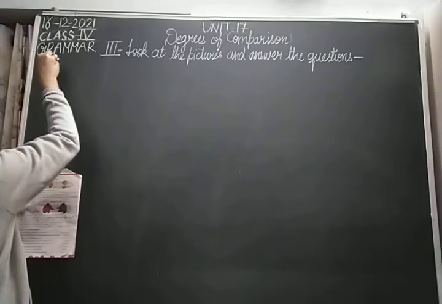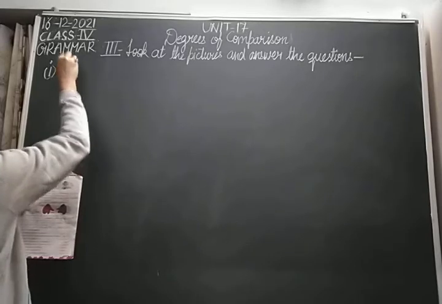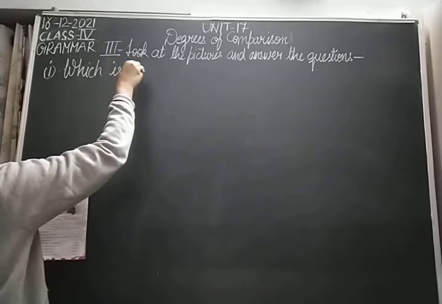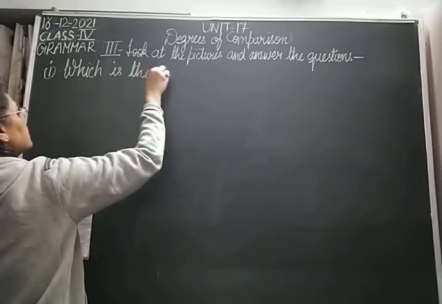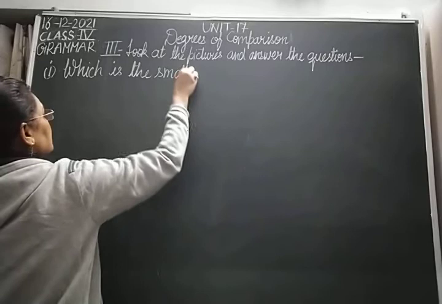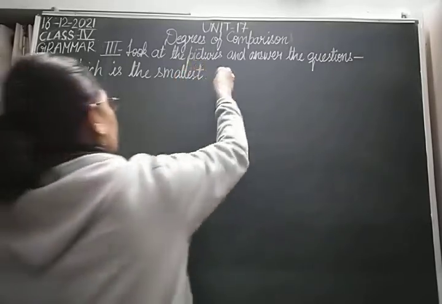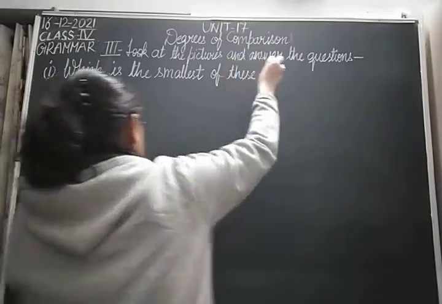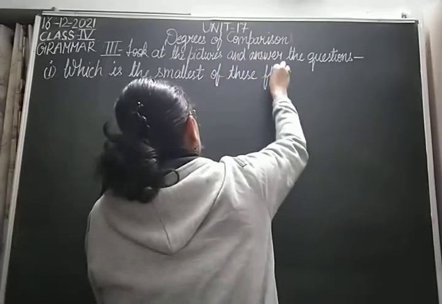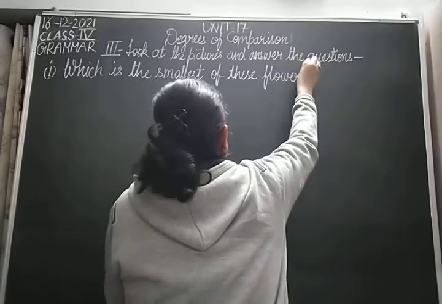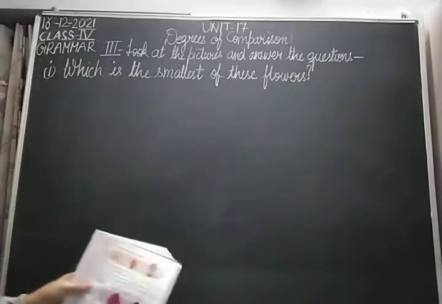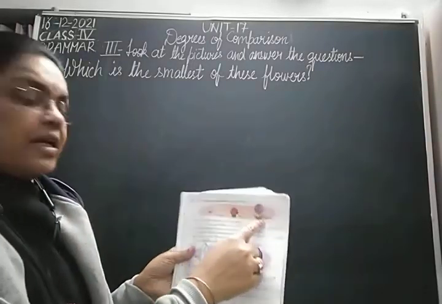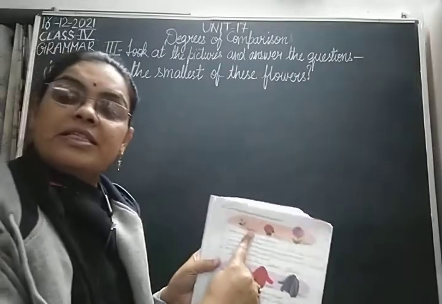And the first question, the size of all three flowers is different. Now, which is the smallest of these flowers? Which is the smallest of these flowers? Now, if you can compare the size, we can see that jasmine is the smallest.